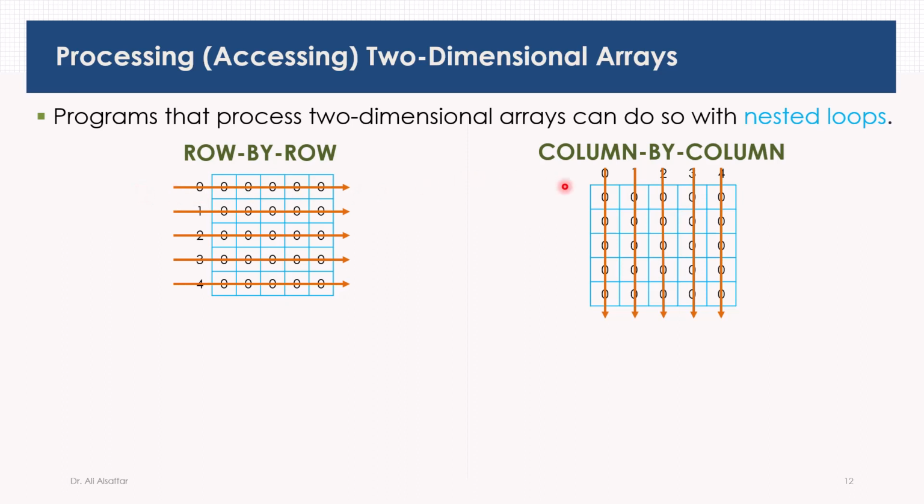Likewise for column by column, we are visiting the columns from start until the end. But you can go backward as well. But the point again is that you need to visit every column one after the other. After understanding how to process or access two-dimensional array elements in a systematic way, either row by row or column by column, now is the time to see how to implement that in Java code.